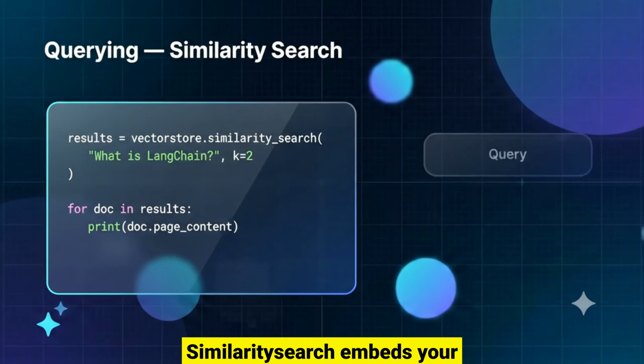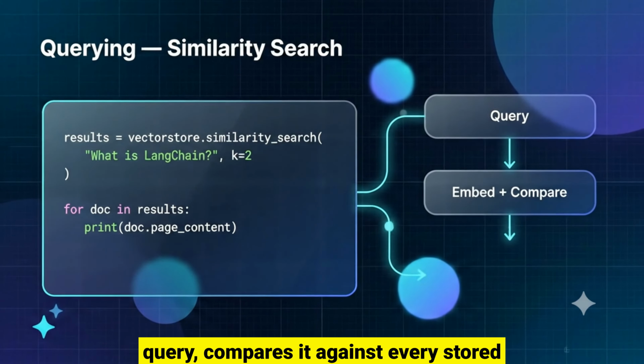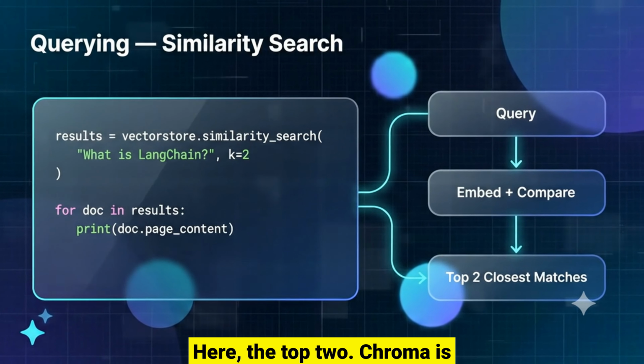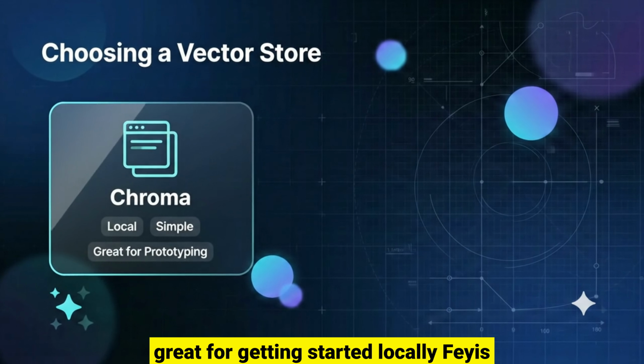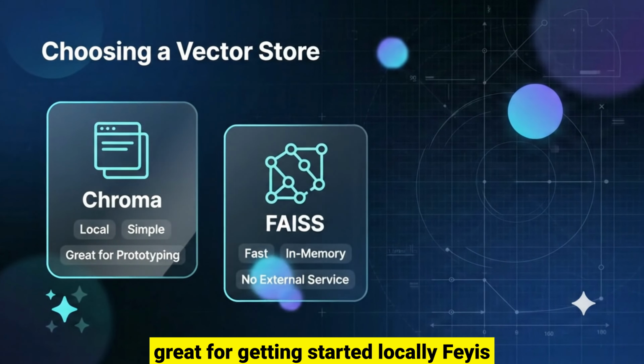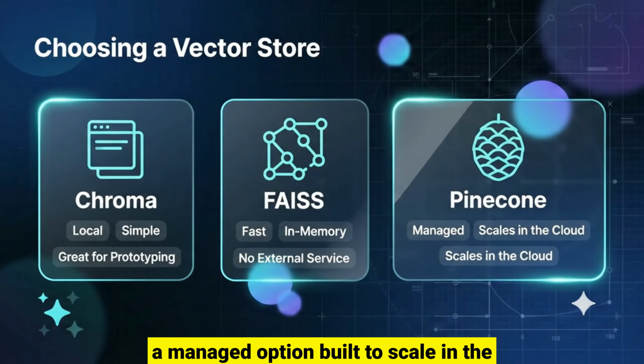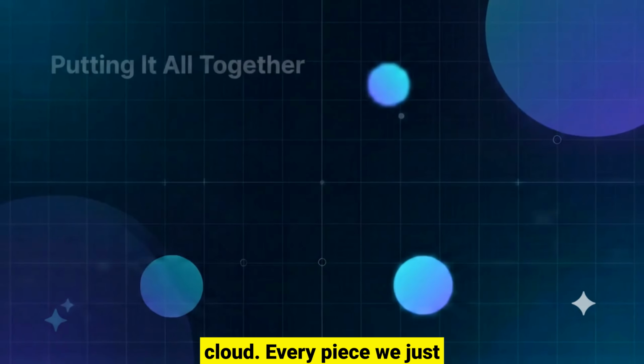Similarity_search embeds your query, compares it against every stored vector, and returns the closest matches, here, the top two. Chroma is great for getting started locally. FAISS is fast and in-memory. Pinecone is a managed option built to scale in the cloud.